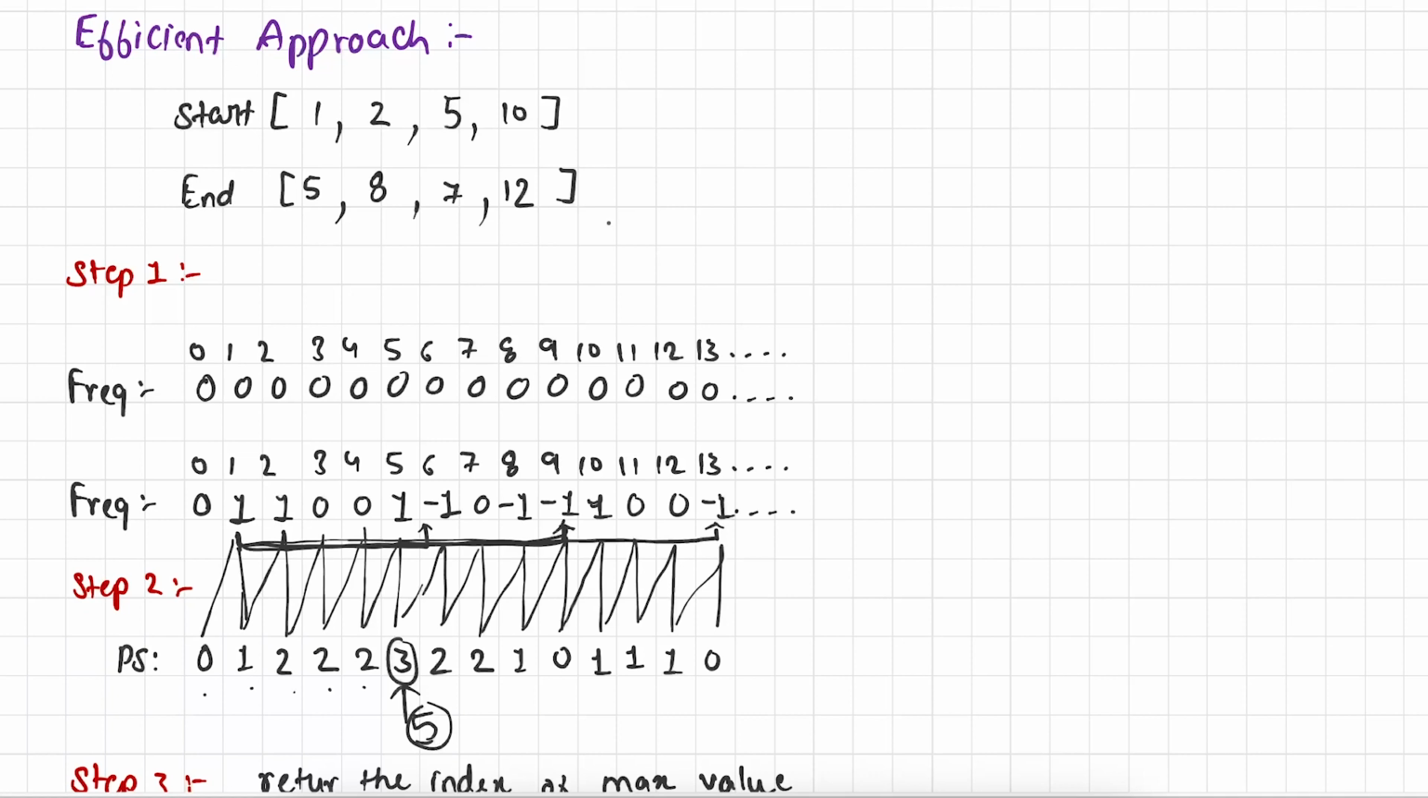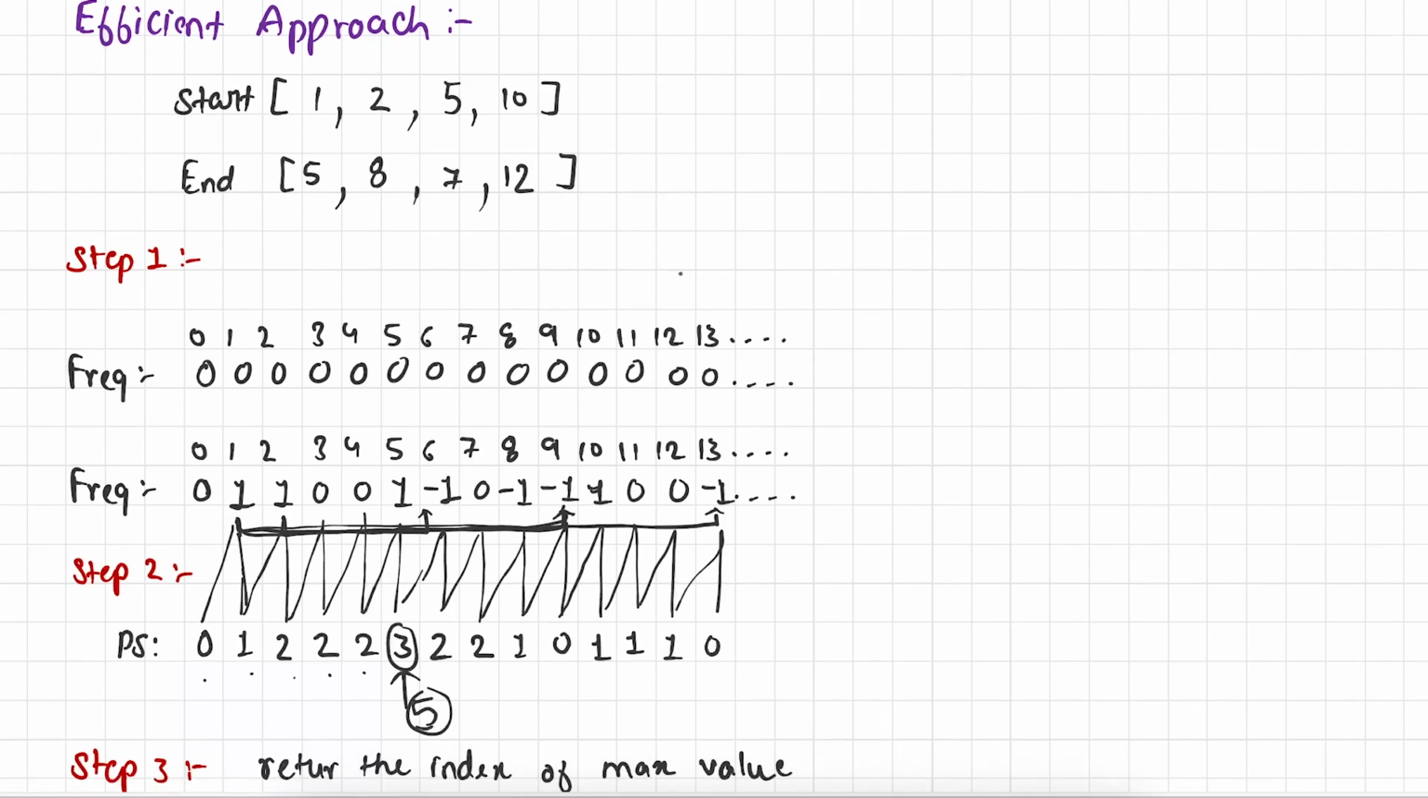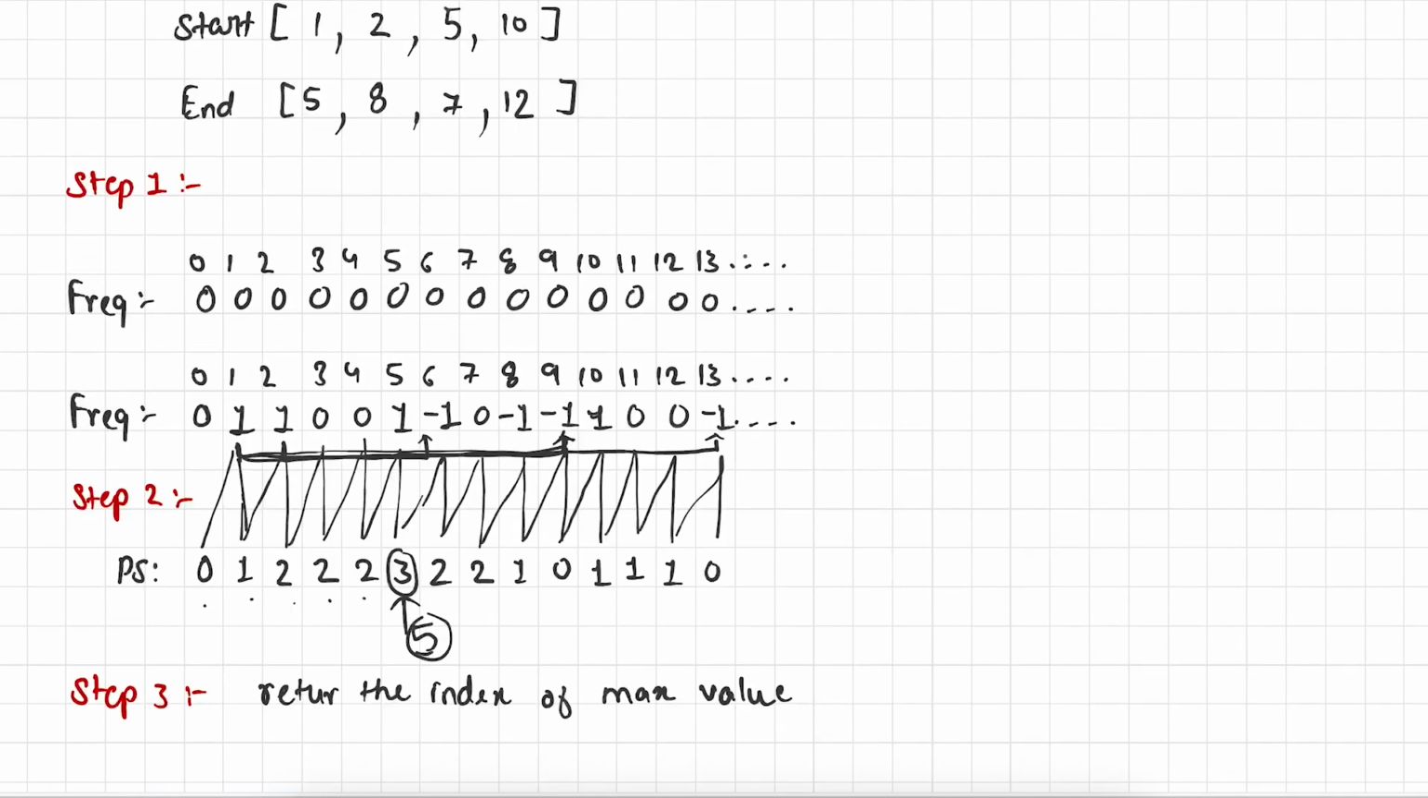So guys, this is a really cool thing, isn't it? That we used a prefix sum array to find the maximum appearing element in the range. And we have to say that this approach has done an amazing job to find the maximum appearing element in the range. Now let's move on to the implementation of this efficient approach.